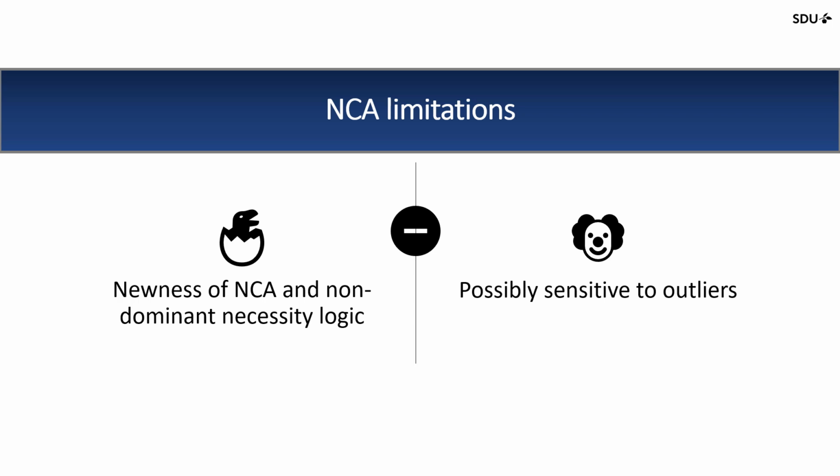NCA is also possibly sensitive to outliers. In case of outliers, first check if there are any measurement errors. If there are, try to solve that first, and then ask yourself a question. Are a few cases enough to reject a hypothesis?